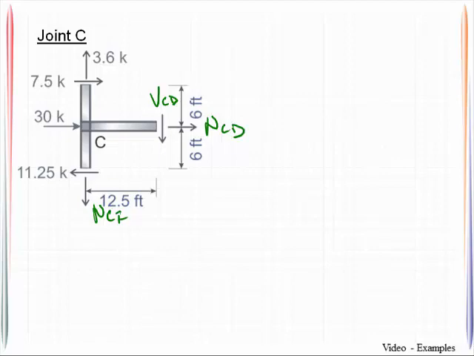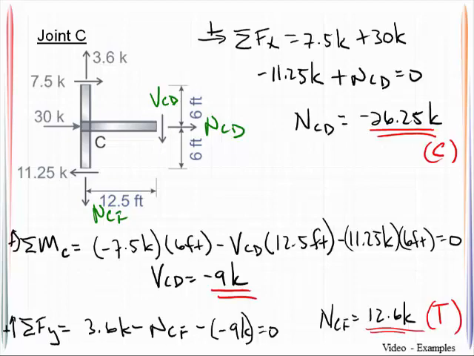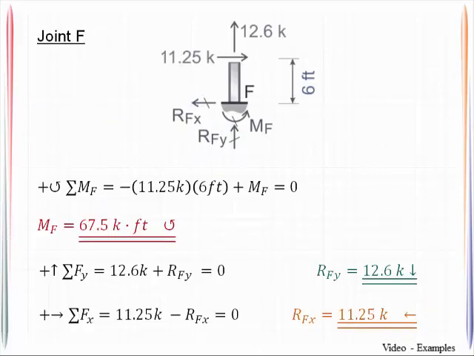And then we run equilibrium, and that will reveal that NCD is negative 26.25 kips, the shear in CD is negative 9 kips, and the axial in NCF is 12.6 kips in tension. Moving on to joint F, we get the free bodies looking like this. Remember, all we're doing is taking the knowns from the previous diagrams and translating them over, and then running equilibrium to solve for the remainder of those unknowns.